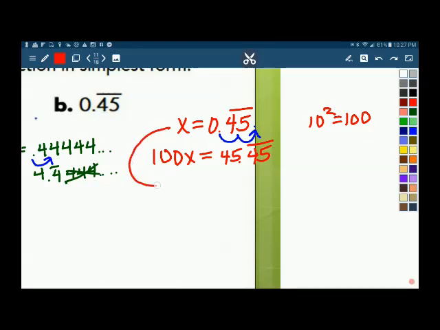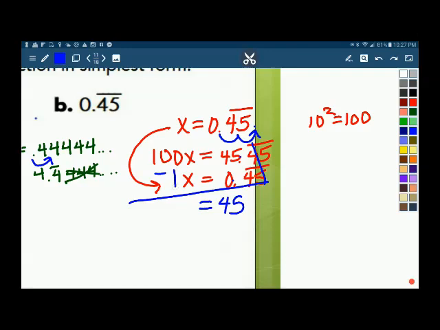I'm going to rewrite the original equation underneath my new one and make a giant subtraction problem out of these two. The 0.45 repeatings go away. 45 minus 0 is 45. Drop down the equals. 100x minus 1x is 99x. And then divide by the number multiplying x. We get x is equal to 45 over 99.